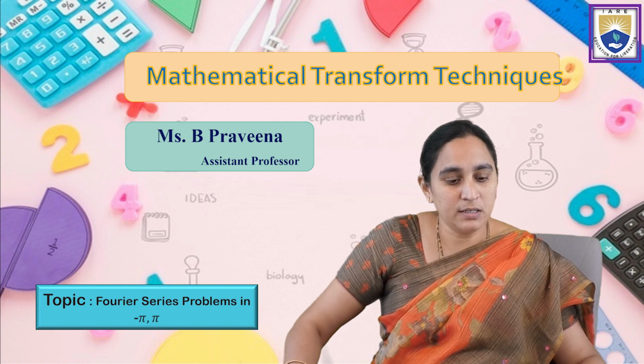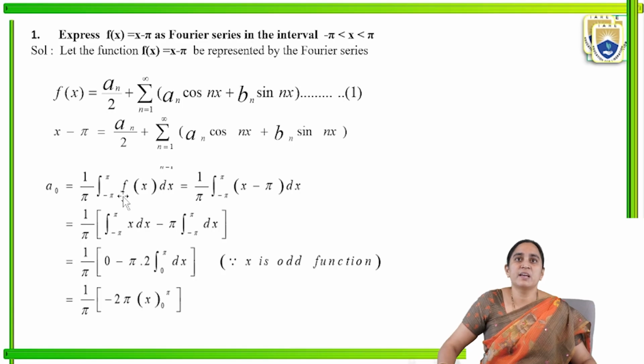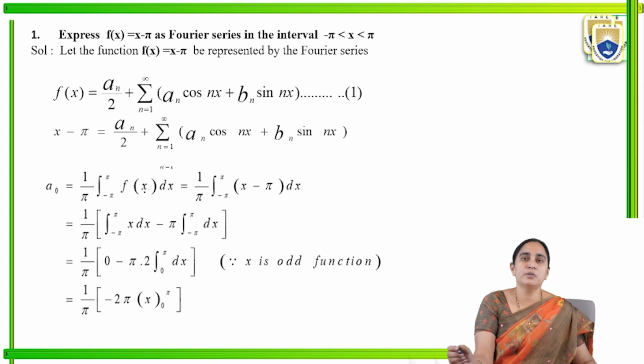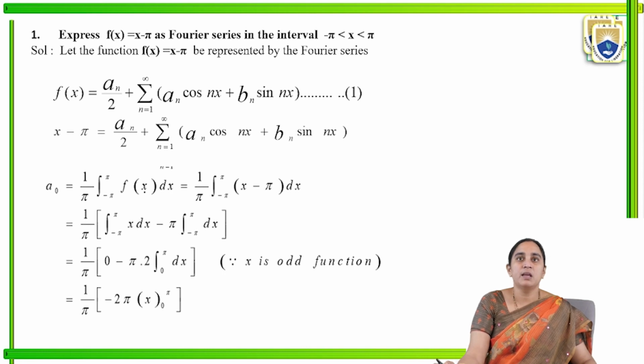For that, first question: express f of x is equal to x minus pi as a Fourier series in the interval minus pi less than x less than pi. What is the function? Here, f of x is equal to x minus pi in the closed interval minus pi comma pi. In that interval, what about the formula? a0 by 2 plus sigma n is equal to 1 to infinity an cos nx plus bn sin nx.